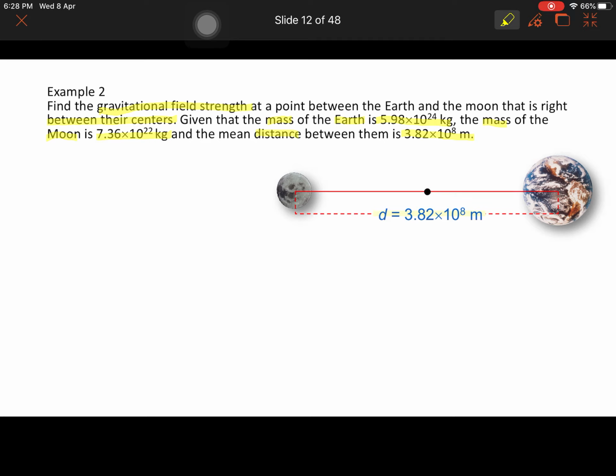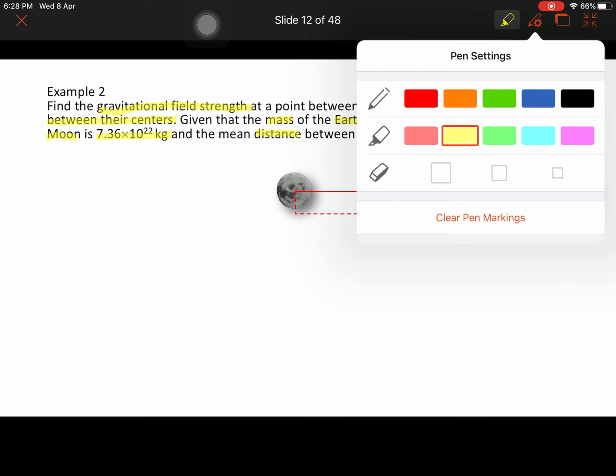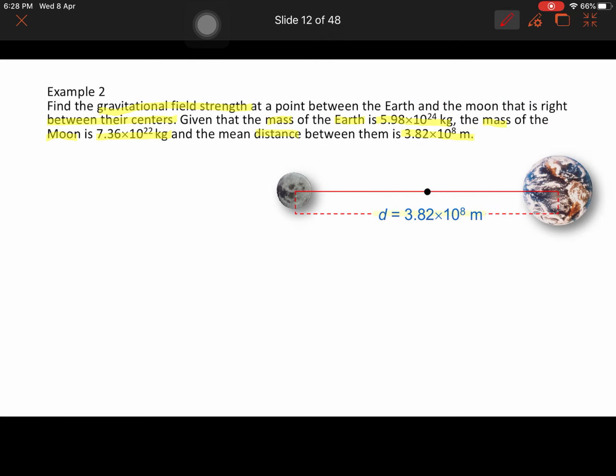I want to know what's G right in the center. So I'm going to write down, I'm going to take note that I'm talking about this point here, right in the center. I write down the mass of the Moon and the mass of the Earth, and I know that at the center there is going to be gravitational field strength acting towards the Earth, and gravitational field strength acting towards the Moon. Towards the Earth I call it GE, towards the Moon I call it GM.